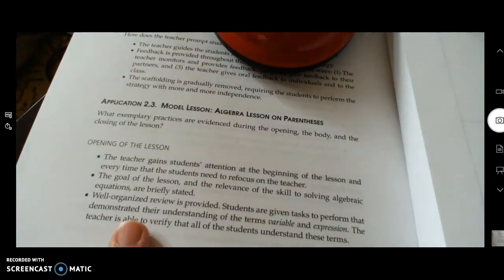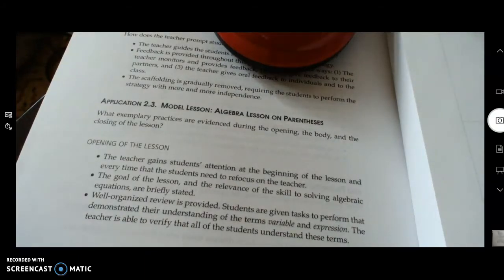Okay, and then also in the opening of the lesson, a well-organized review is provided, right? The teacher really goes into their prior learning and uses that as part of the way to get them engaged. And hey, let's talk about what we did yesterday. Let's make sure that you understand it before we go on, right? So students are given tasks to perform that demonstrate their understanding of the terms variable and expression, which were both prior knowledge. The teacher is able to verify that all the students understand these terms before going on. All right, so that's the opening.